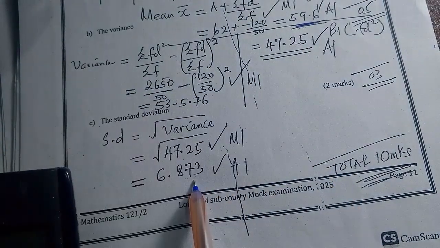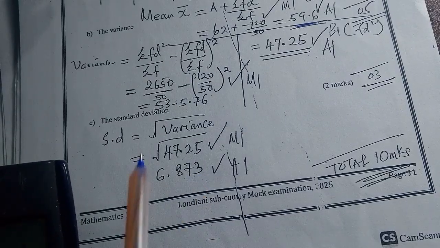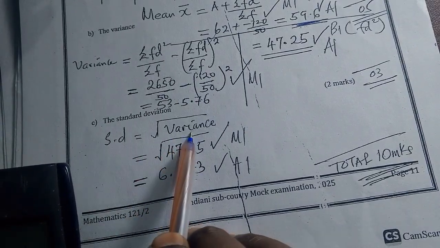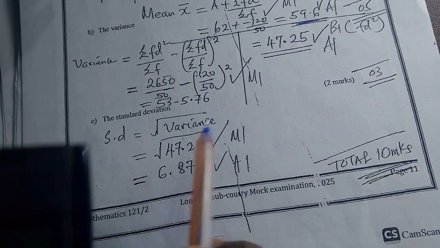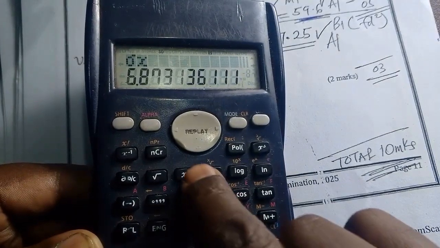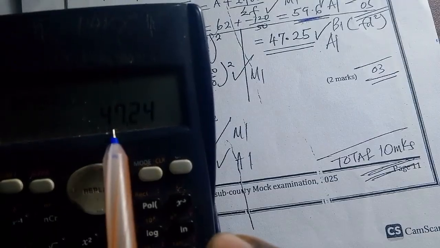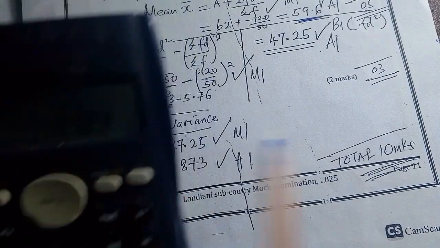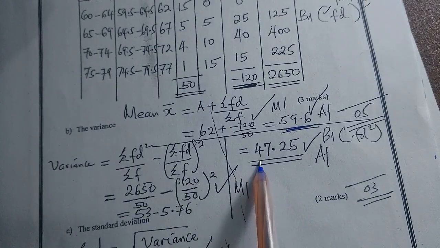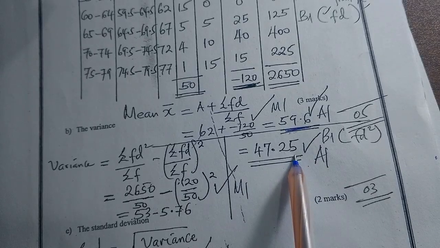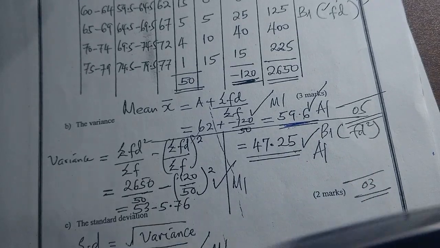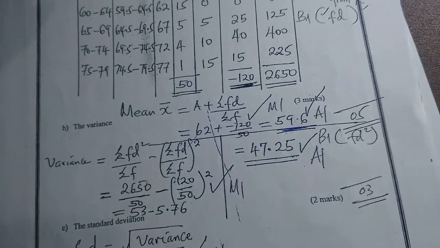We know that standard deviation is the square root of variance. So to get the variance, you square the standard deviation. If you square this, the answer is the variance. The variance is 47.25. You see? That's how you confirm that you have done the correct thing in statistics.